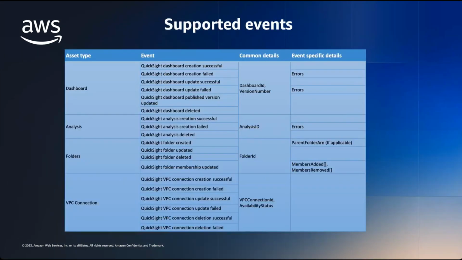In the first release that we launched for this, we are covering dashboard, analysis, folders, and VPC connection. And the events that we are covering are listed here. For dashboards, we have a creation successful event, creation failed, update failed, all of that. And for analysis, again, creation successful, failed, deleted. Likewise for folders. For folders, we also have folder membership. So if you are adding an analysis or a dashboard to a folder, that emits a folder membership update event. We also have VPC connection events as listed here.